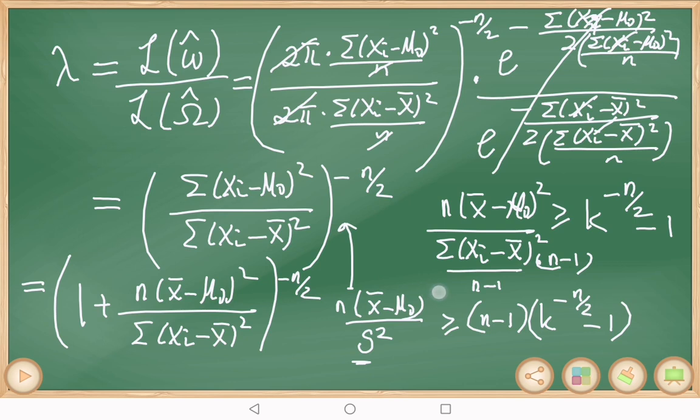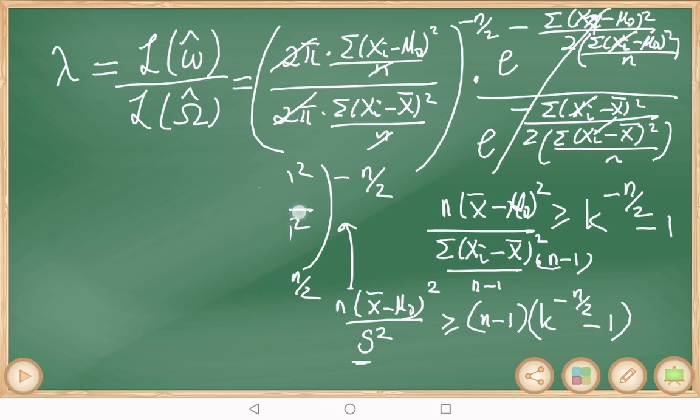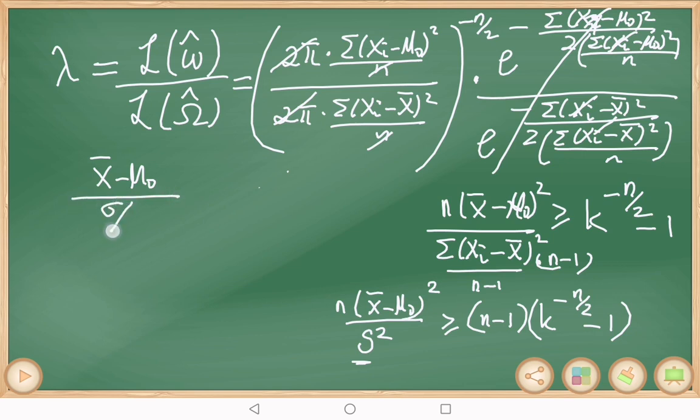Okay, so sorry, here's the square. Now, once we have manipulated the likelihood ratio into this form, then we are almost done. So if we recall that, here on the left hand side we can write x bar minus mu naught over sigma over square root of n. We can take the square.